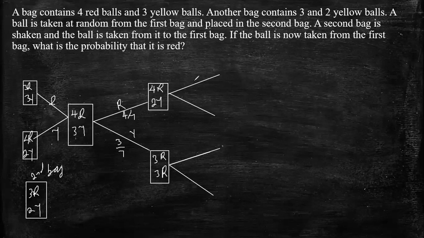So we are going to pick a red ball. So the probability here is going to be 4 out of 6. A yellow ball.